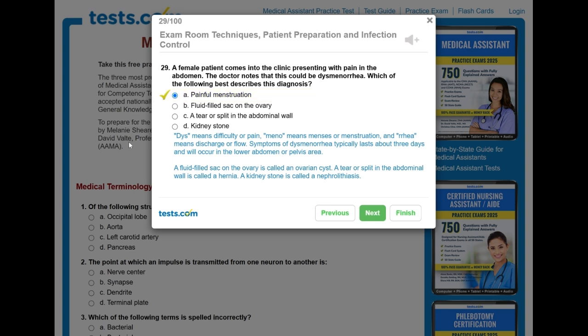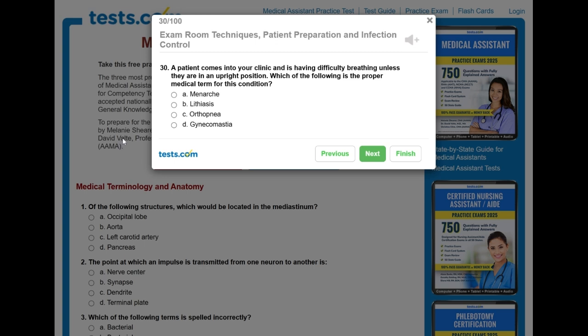A. Painful menstruation. Dys means difficulty or pain. Meno means menses or menstruation. And rhea means discharge or flow. Symptoms of dysmenorrhea typically last about 3 days and will occur in the lower abdomen or pelvis area. A fluid-filled sac on the ovary is called an ovarian cyst. A tear or split in the abdominal wall is called a hernia. A kidney stone is called a nephrolithiasis.